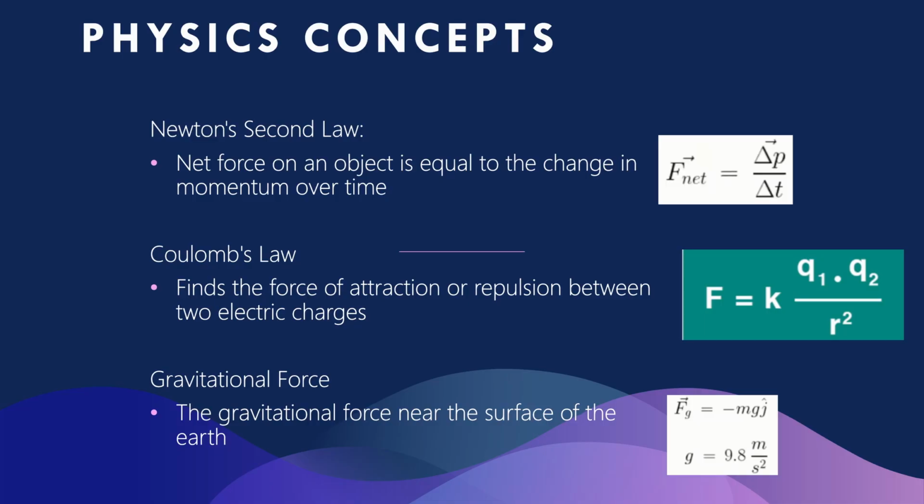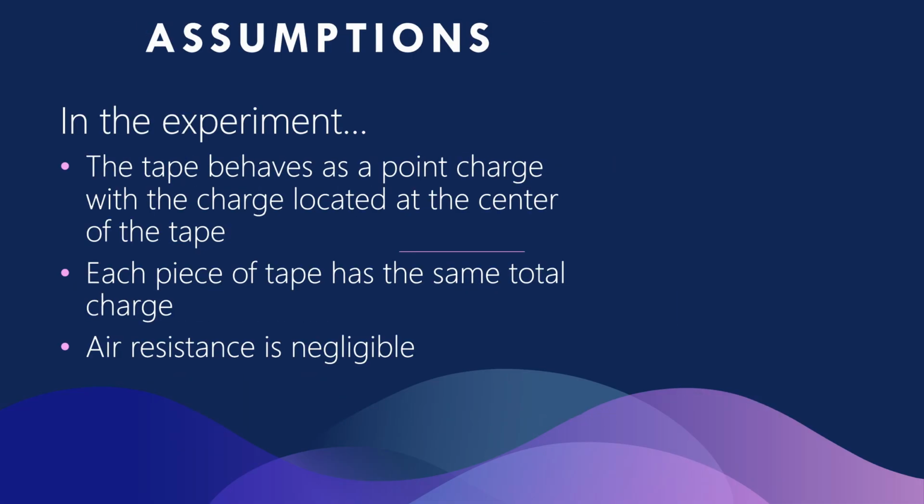The second key concept is Coulomb's law. Coulomb's law allows us to find the force of attraction or repulsion between two electric charges using the formula given. The final key concept for this lab is the gravitational force near the surface of the Earth, which is represented by negative mass times gravity. In this case, gravity is 9.8 meters per second squared.